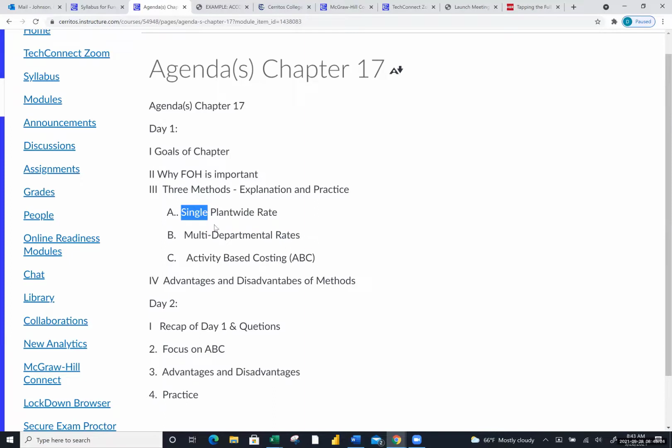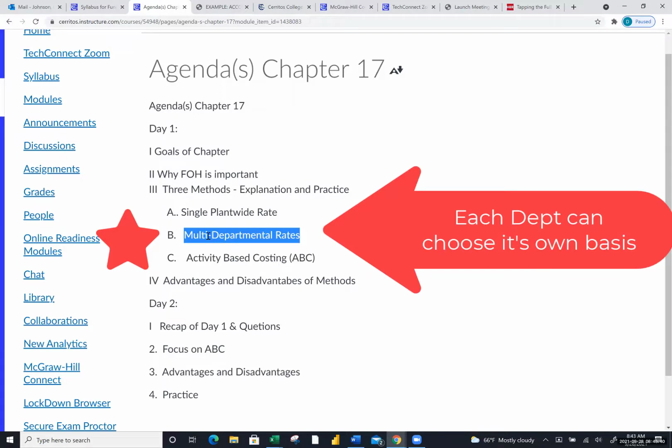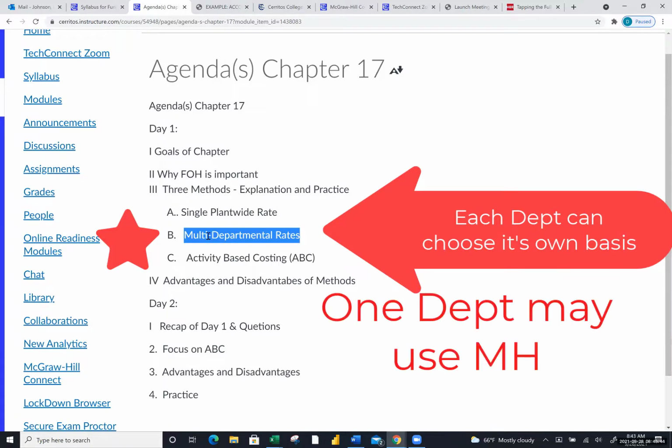The second method we're going to look at today, which is a little bit harder, is multi-departmental rates. Multi is a prefix that means many. So basically what this means is instead of using one rate and shoving it down the company's throat, we're going to use rates for each department.